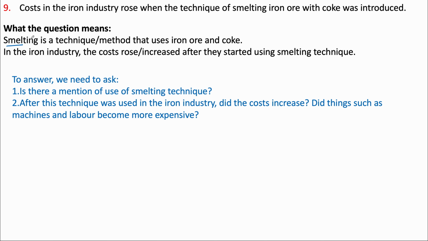Smelting is a technique that uses iron ore and coke. The question asks if costs in the iron industry rose or increased when this technique of smelting was used. Costs rising in an industry means the cost of machines, labor, etc.